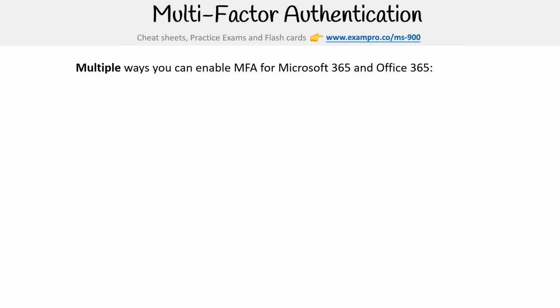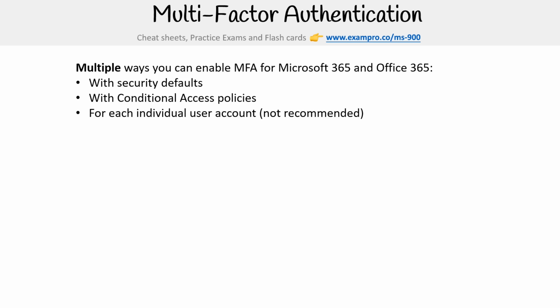So there are multiple ways you can enable MFA for Microsoft 365 and Office 365. The first one is with security defaults. Then we have conditional access policies. And for each individual user account, which is not recommended. MFA is available in all Microsoft 365 plans. However, if you want to gain features such as security defaults or conditional access policies, you'll need to get Microsoft 365 Business Premium or Microsoft 365 E3. There's even Microsoft 365 E5 if you want Azure AD Identity Protection.